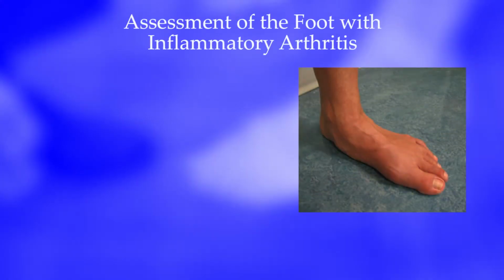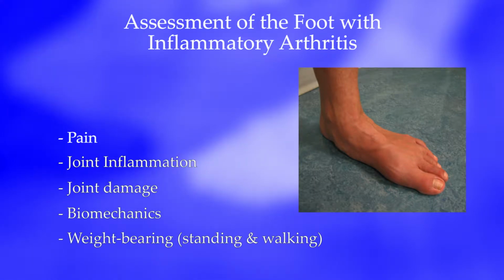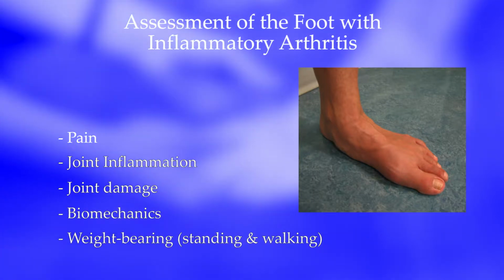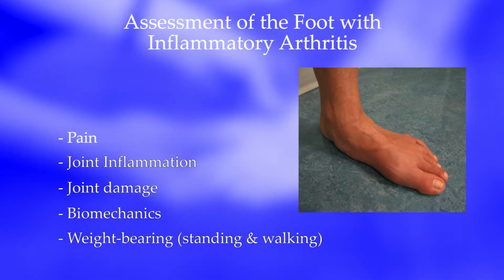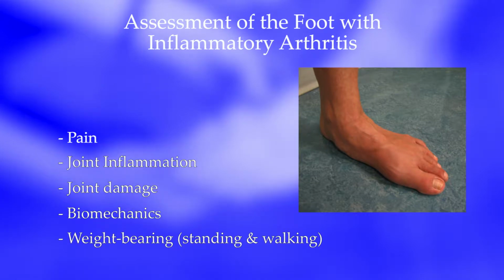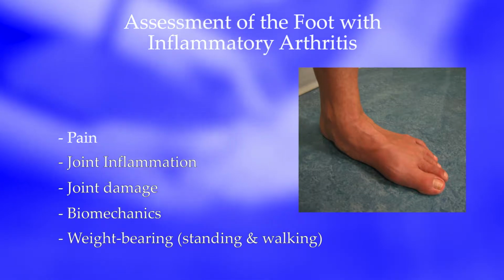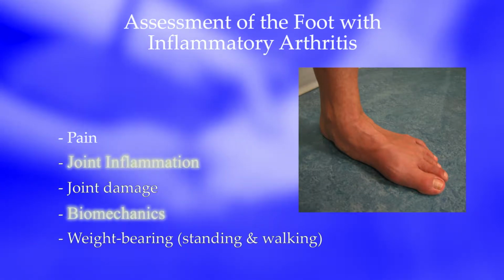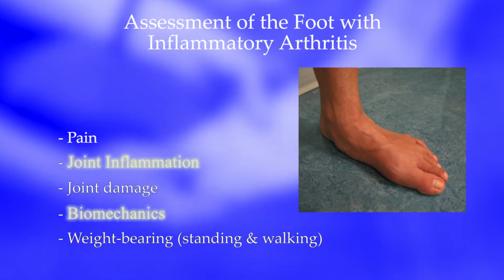To assess a foot with rheumatoid arthritis, we start by asking our patients about their pain. Where is it? When do they experience pain? What makes it better or worse? We then assess each joint for active inflammation and note which joints have been damaged or deformed by arthritis. Next, we look at the underlying biomechanical structure of the foot. And lastly, we assess our patients in weight bearing, both standing and walking, to understand how all the factors listed above affect their function.